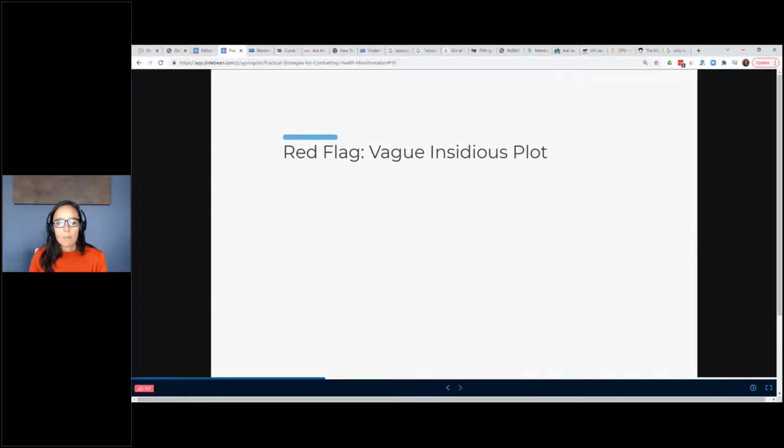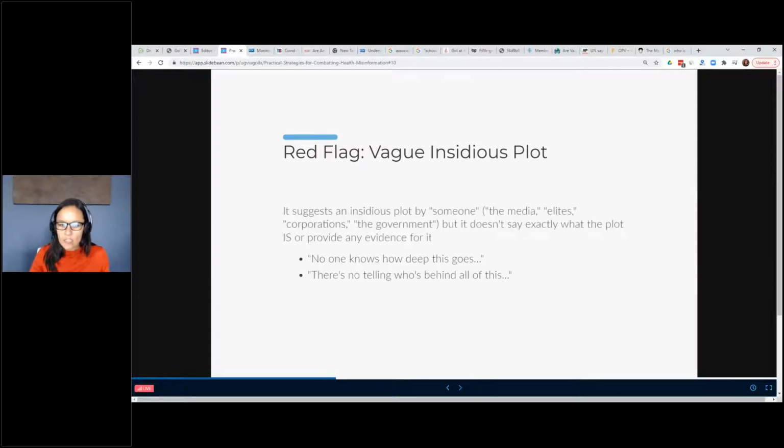Okay, another red flag: vague, insidious plots. Vague meaning really non-specific, insidious, like something bad is happening, and a plot, a big old plan by multiple people. What do these look like? These types of outlandish misinformation can suggest insidious plots by someone, usually a big someone, like the media or elites or corporations or the government, but it doesn't exactly say what the plot is, that's the vague part, or provide any evidence for it.